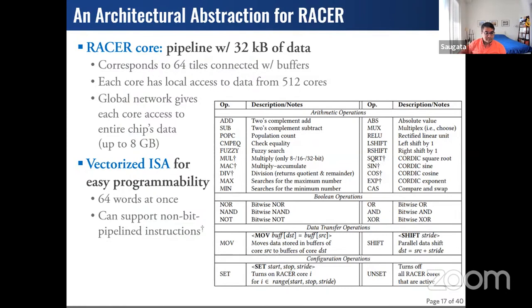I'll talk about that offline if anyone's interested. And so with the abstraction of a core, we came up with this vectorized ISA that allows you to compute on 64 words at once. You can choose the word granularity from 8 to 64 bits. And you can not only support bit pipeline operations and bit serial operations, but a bunch of non-bit pipeline operations as well. So we can do things such as multiply accumulates directly as a single operation, divisions. We can use quartic algorithms to perform a lot of things like square root and some trigonometric functions. And so this is a starting point for what I'd argue is fairly flexible types of computation within RACER.